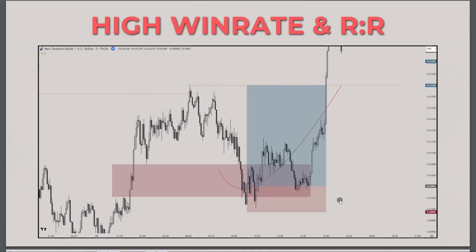That's how you can get, as I said, a higher win rate, because you would know where to actually look for your trades, what point of interest, and then how to get a higher reward to risk by knowing what to target, internal or external, based on this concept.